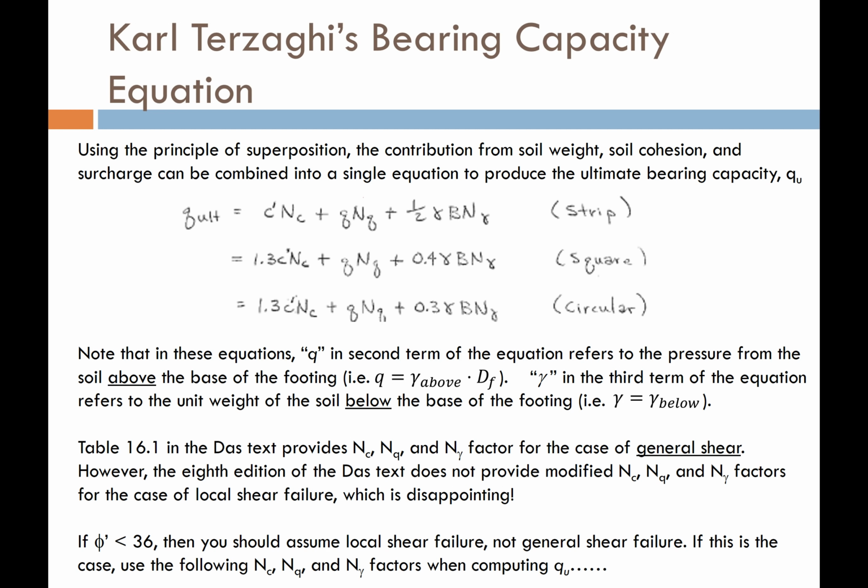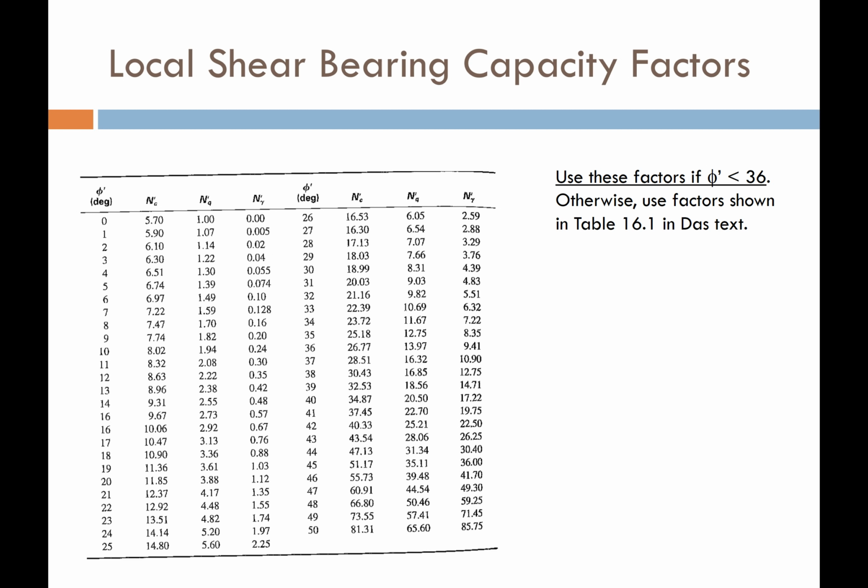The problem is that in the 8th edition of Das's textbook, he removed the bearing capacity factors for local shear failure, which is disappointing to me because it's really important. We need to have those factors if we have a loose soil or a soil that might have a friction angle less than 36 degrees. So if you have a soil with a friction angle less than 36 degrees, here you go.